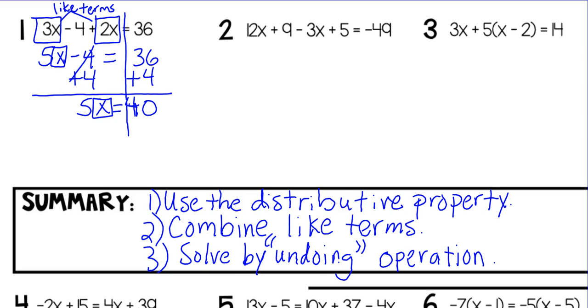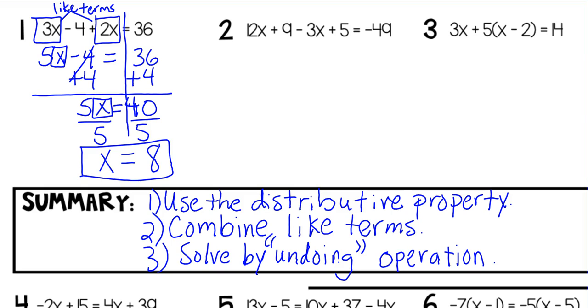So when I have a number next to a variable, what operation is that? Multiplication. How do I undo multiplication? Division. So I'm going to divide both sides by what? 5. Whatever number is next to the variable, that's what we're going to divide by. 5 divided by 5 is simply 1x, or x. And then 40 divided by 5 is going to give us a solution of 8.